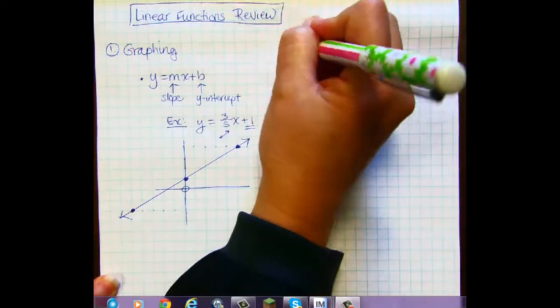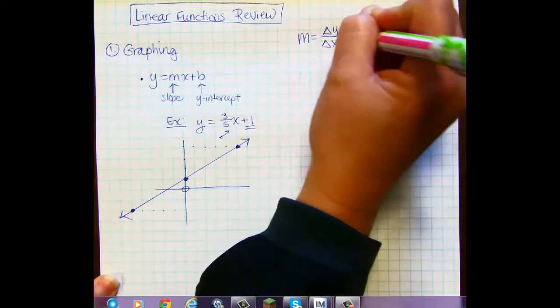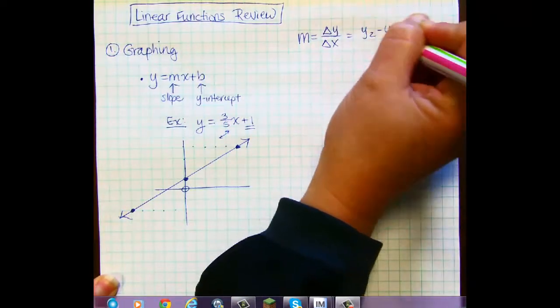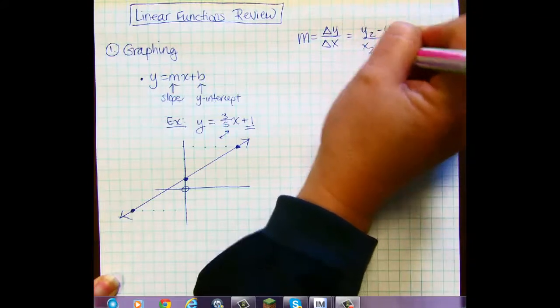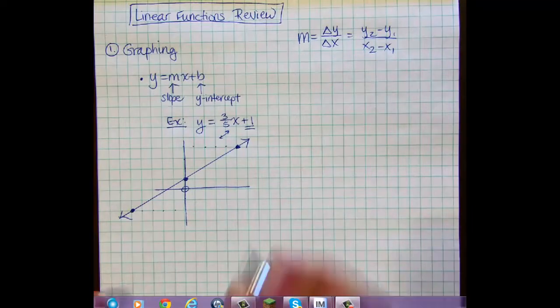Just a reminder, the formula for slope, which you'll need once in a while, is change in y's over change in x's, or y2 minus y1 over x2 minus x1. You're going to want to have like a bag of formula tricks or a page of formulas, and that's a good one to still know.